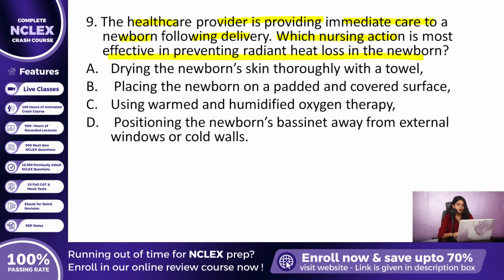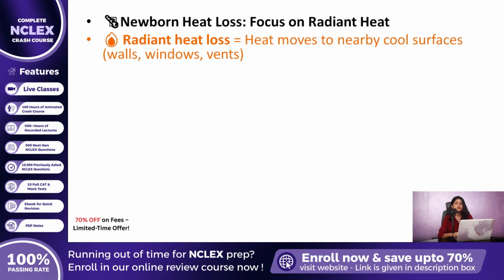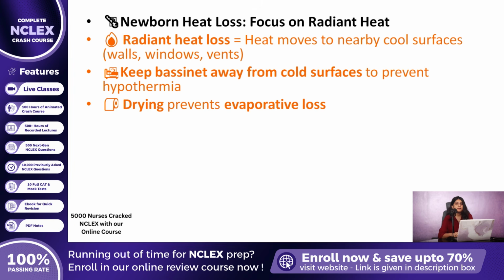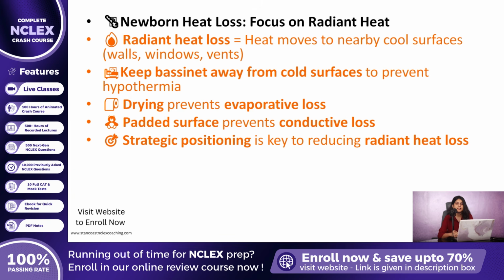The correct answer is option D. Positioning the newborn's bassinet away from external windows or cold walls. The rationale lies in understanding how newborns lose heat. Radiant heat loss happens when heat transfers from the baby's body to cooler surfaces nearby that are not in direct contact, such as windows, walls, or air vents. By ensuring the bassinet is positioned away from these environmental elements, the nurse reduces the newborn's risk of hypothermia. While drying the newborn prevents evaporative loss and padded surfaces reduce conductive loss, it is strategic placement that combats radiant loss most effectively in this case.